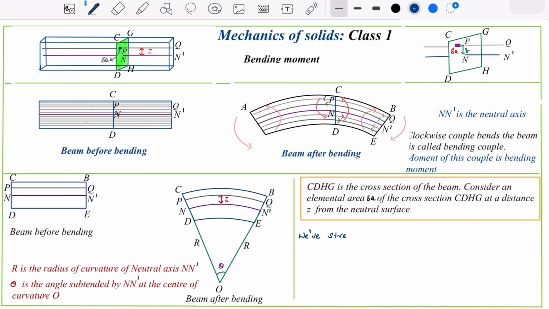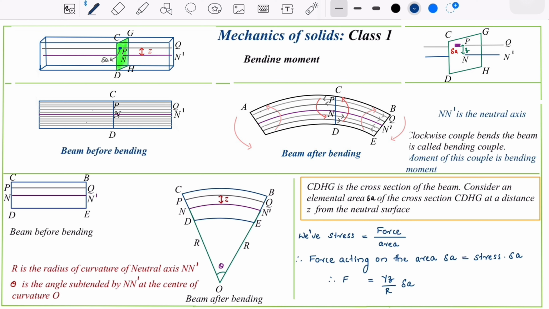We have derived the expression for stress, that is equal to YZ by R. Now what is stress actually? Stress is the force per area. Now force acting on this small area delta A, we have taken a small area delta A on the cross section. Now what is the force acting on this area due to bending? When the beam bends, there is some force that is acting on this small area delta A on the cross section. Now what is the force acting on that area? That is equal to stress into delta A.